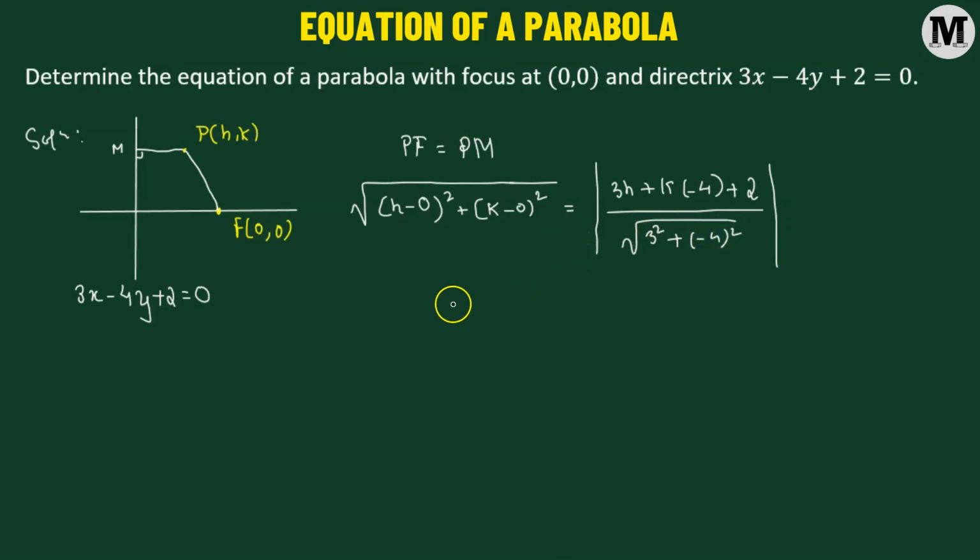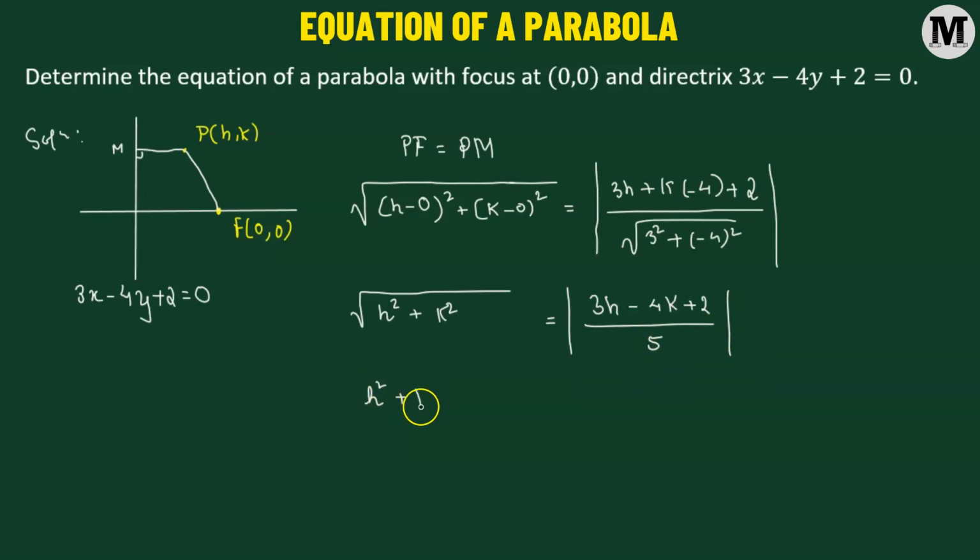Now we need to solve this. Here we have the square root of h squared plus k squared equal to the absolute value of 3h minus 4k plus 2, whole divided by 5. Now, we'll square both sides. Squaring both sides gives us h squared plus k squared equal to 3h minus 4k plus 2 whole squared, divided by 25.